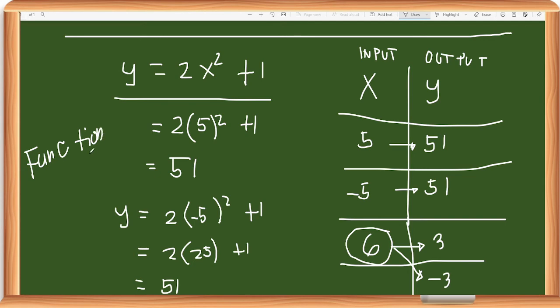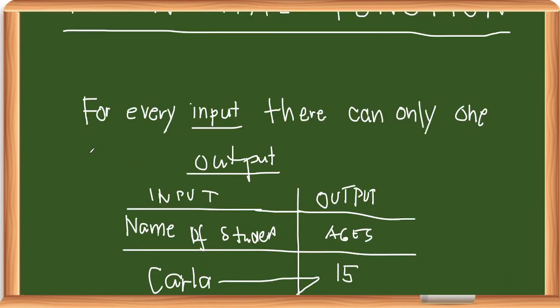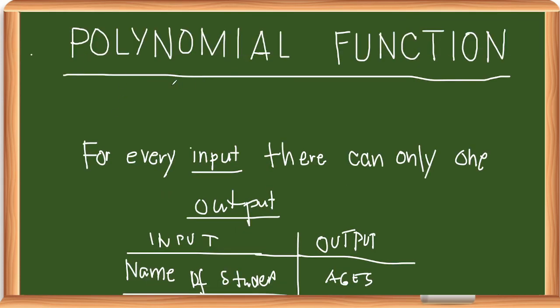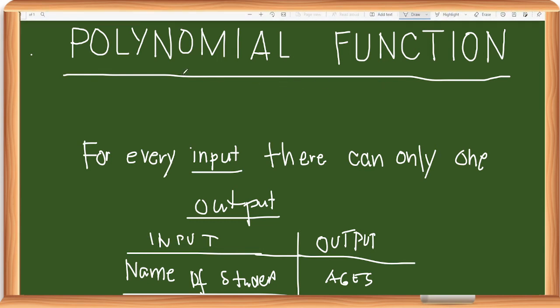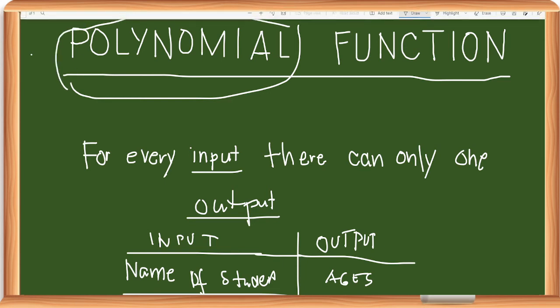Okay, so that is how to determine if an equation is a function or not. Now, going back to polynomial function, let's try to understand first the sum of polynomial expressions. If, for example, we have here an expression, so let's put the expressions here.